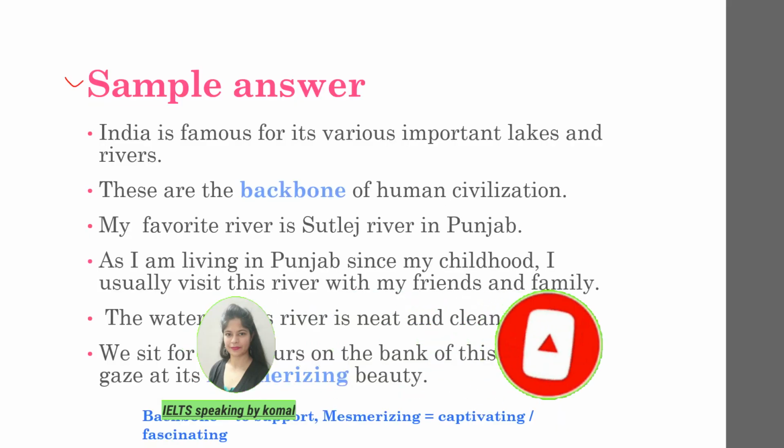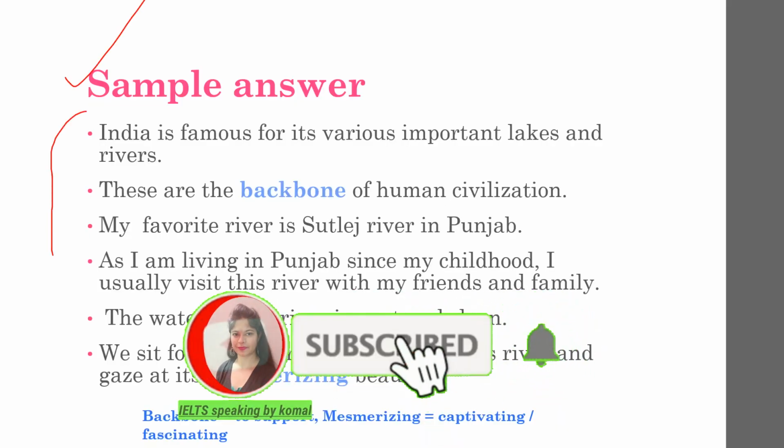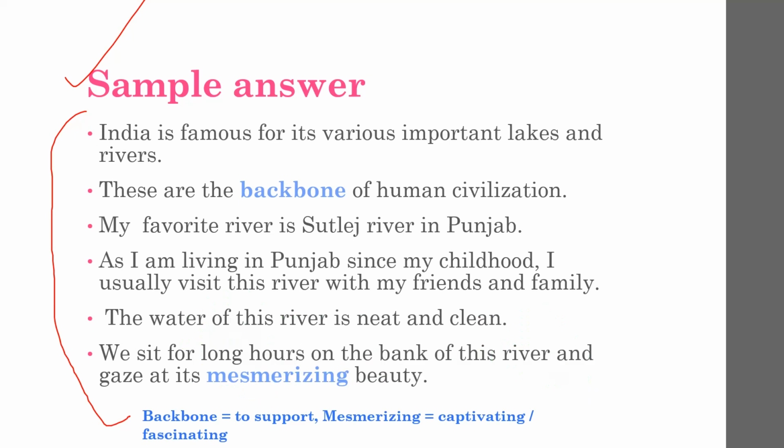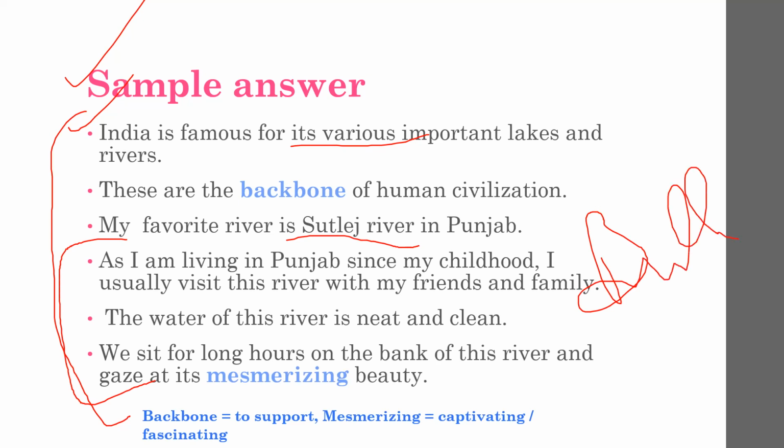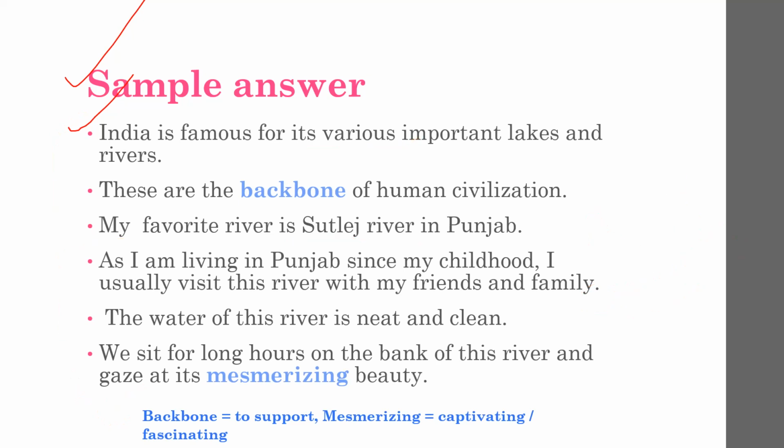Okay, for the answer, you should know what should be the structure of your cue card. First, you need to speak 2 or 3 lines about the background of your cue card. Then you need to introduce your cue card, and after this there should be elaboration. For elaboration, you can take the help of your bullet points. So in this way you can prepare your cue card. All right, let's start with the simple answer.